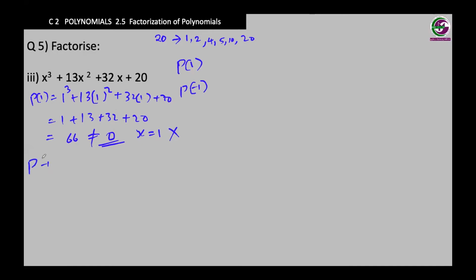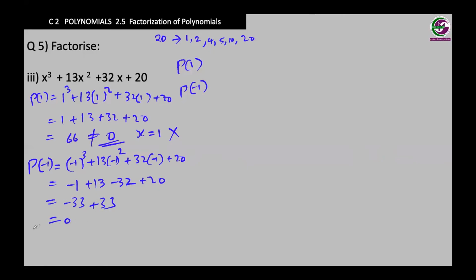Now let us see what p of minus 1 is. Negative 1 power 3 plus 13 times negative 1 power 2 plus 32 times negative 1 plus 20, which is negative 1 plus 13 minus 32 plus 20. Let's take the negatives together: negative 33 and positive 33. Yes, we got a 0, which means x equal to negative 1 is a root, so x plus 1 is a factor. Remember, you have to switch the sign to the other side.